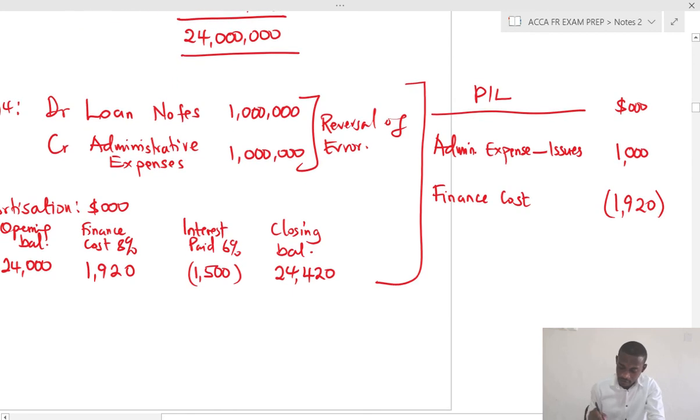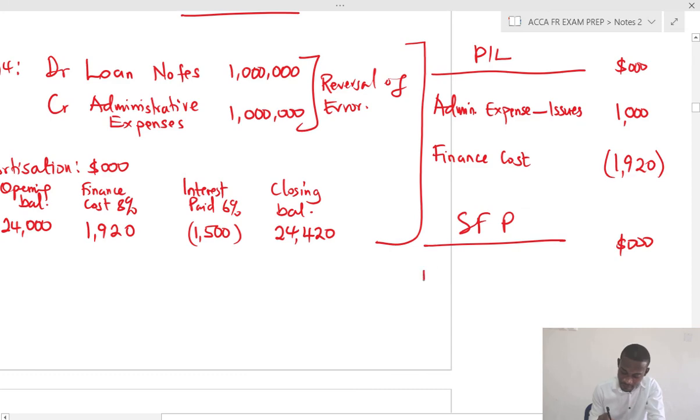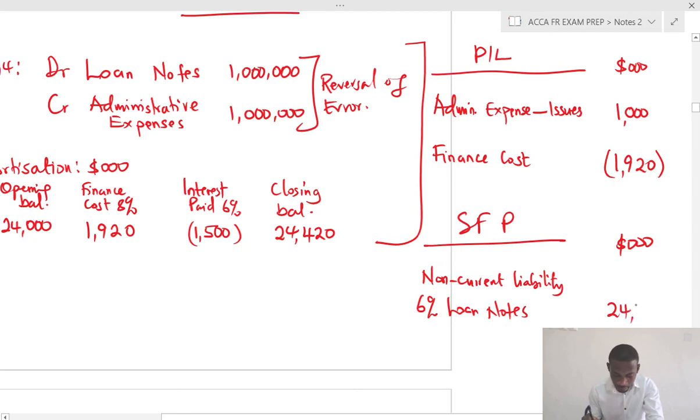Now, in the statement of financial position, also in thousands, we are going to have, as part of the non-current liabilities, the 6% loan notes, and that is the closing balance, which is 24,420. So this will be the presentation in the P&L and in the statement of financial position.